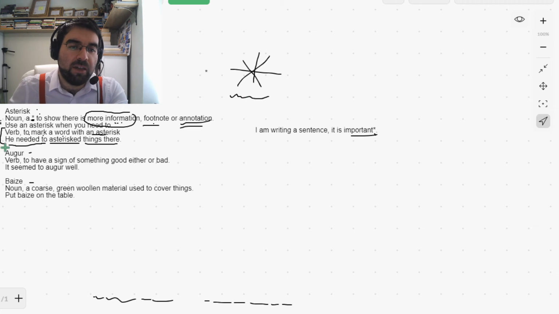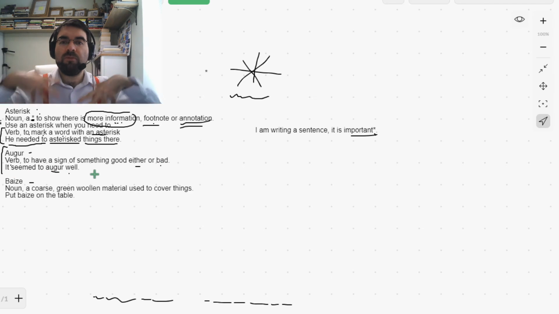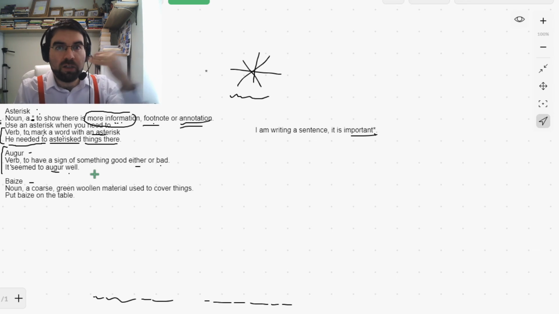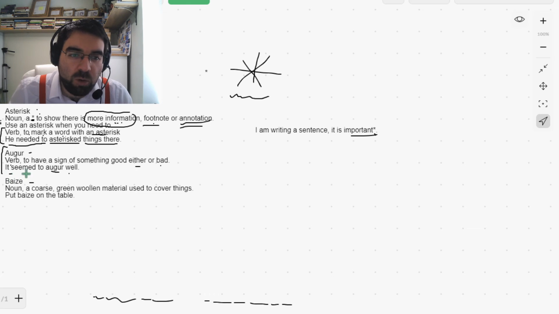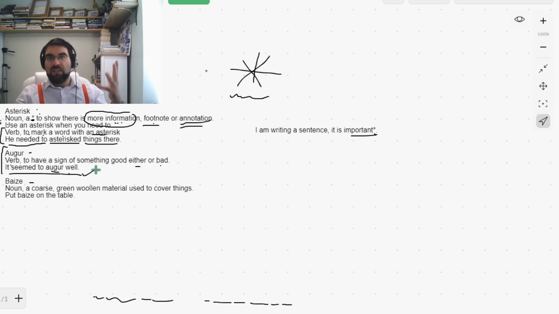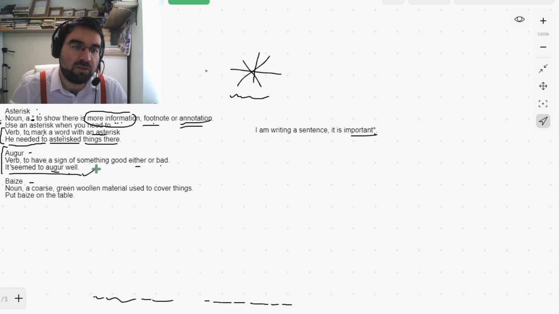Yeah. An augur. Verb. To have a sign of something either good or bad. It seemed to augur well. What do you think the future will hold? Augur of the future. A good future, a bad future. What do you think? It seems to augur well. Well, it depends. It could be good, could be bad. Depends on stuff.